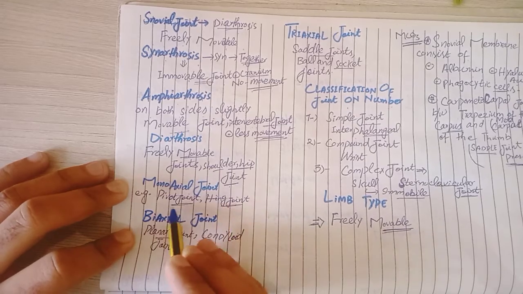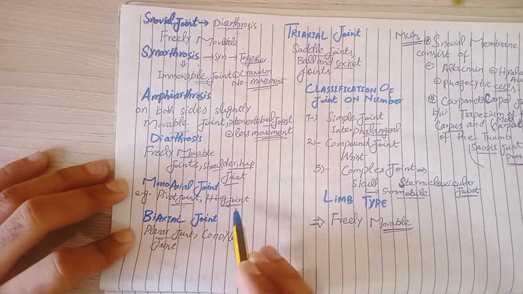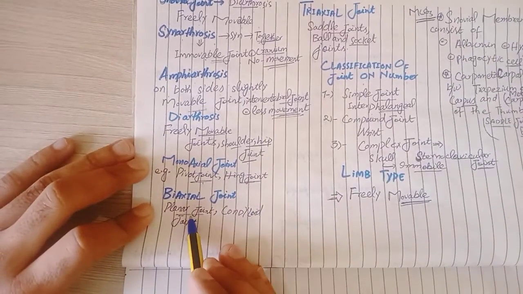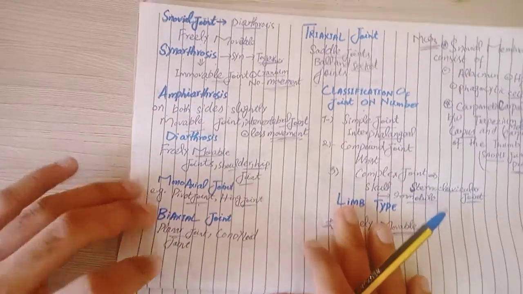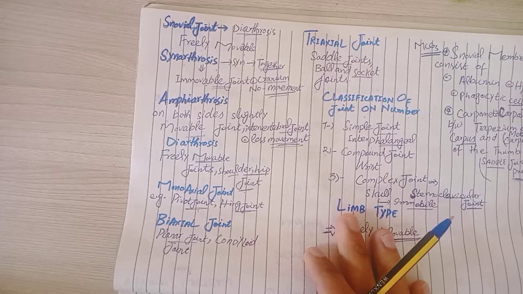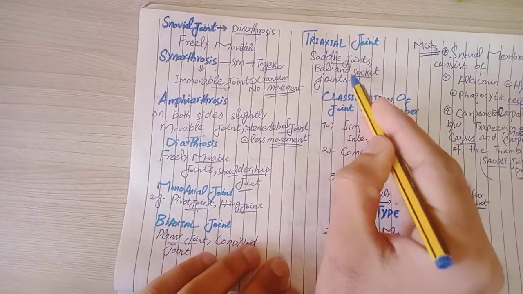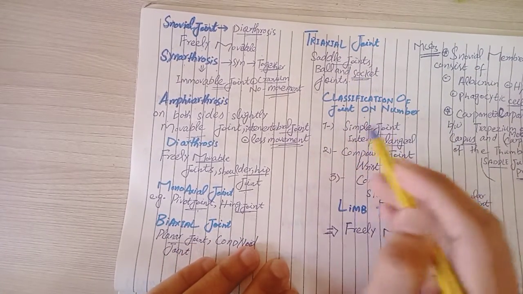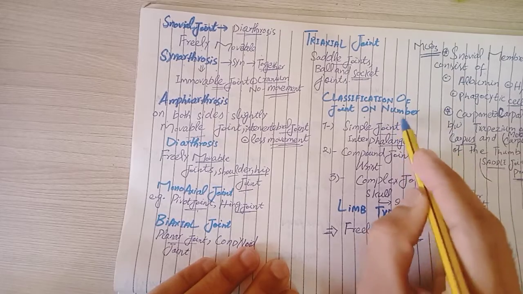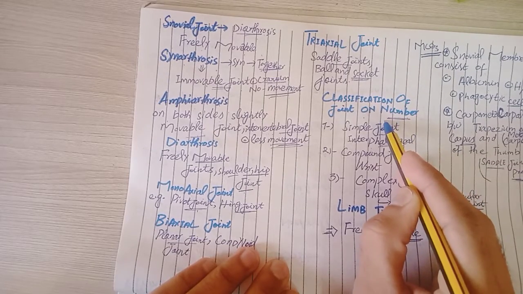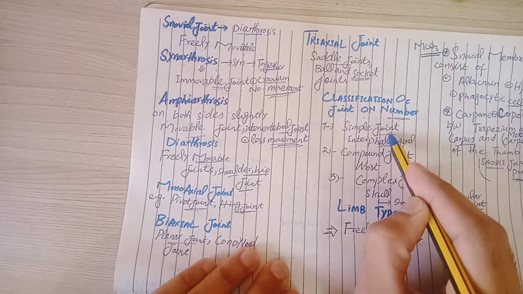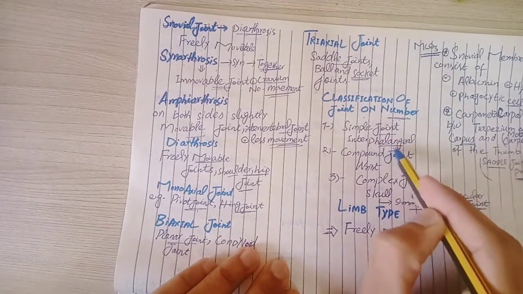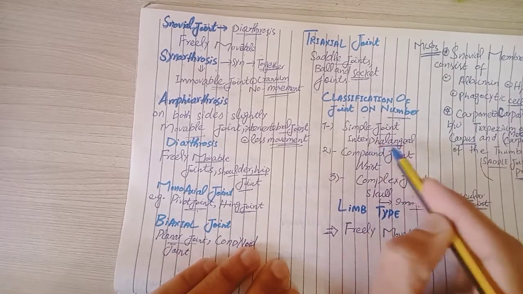Monoaxial joint present in pivot joint, hinge joint. Biaxial joint present in planar joint and condyloid joint. Triaxial joint present in saddle joint and ball and socket joints. Classification of joint on the basis of lumen. Three types of joint on the basis of lumen. First type is simple joint. Simple joint present in interphalangeal bones.